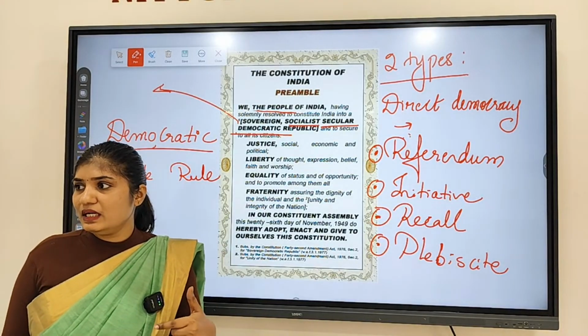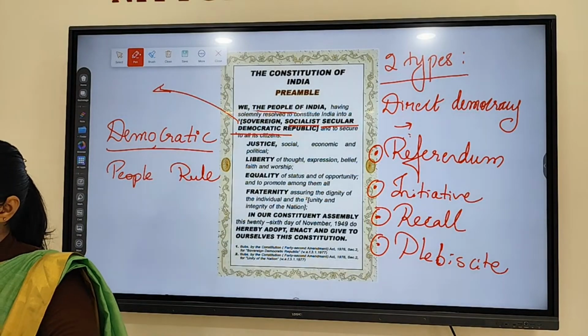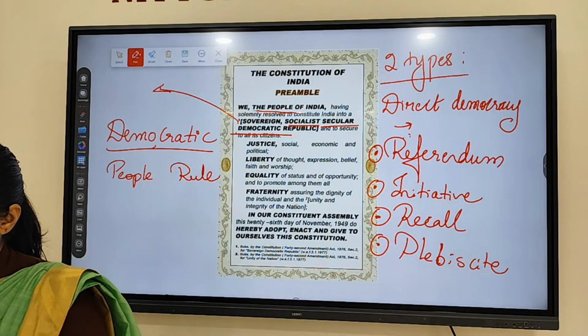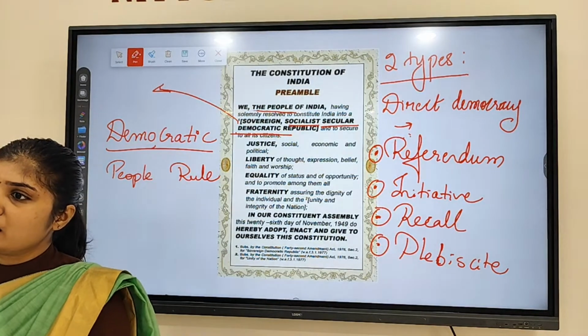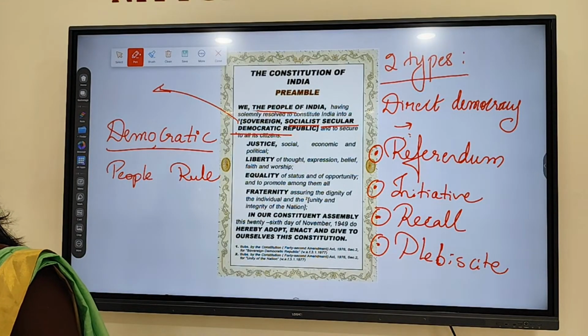Understood? But in our case, in India, it is not like that. In order to amend the constitution, citizen signatures are not necessary. A 2/3 majority is necessary in the Parliament. Okay. Next one, recall.